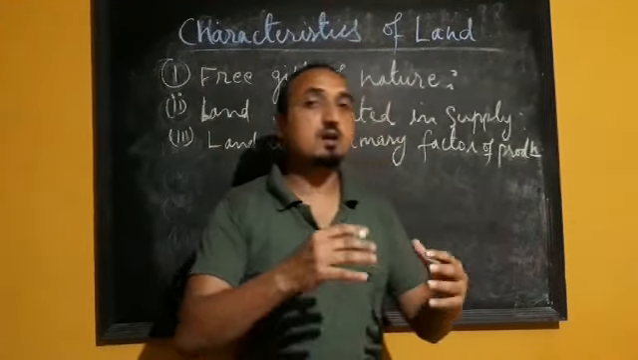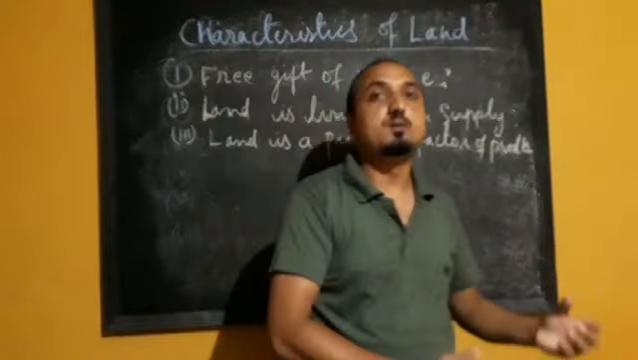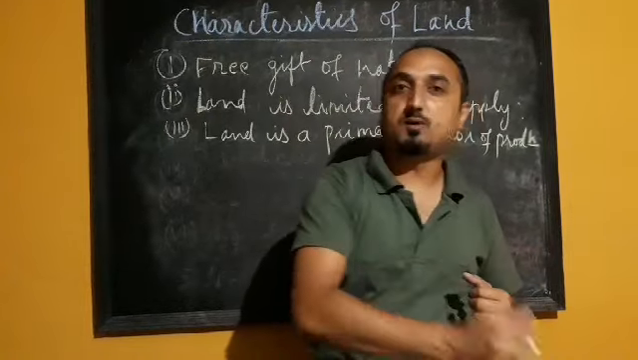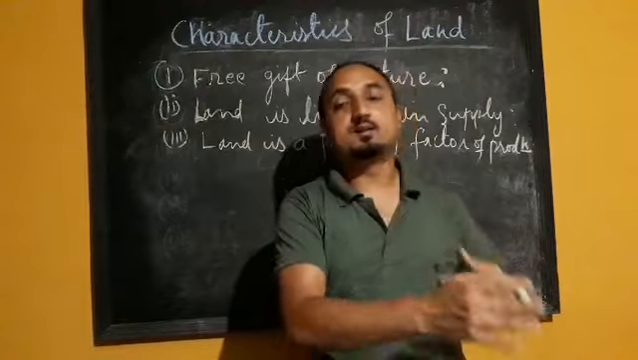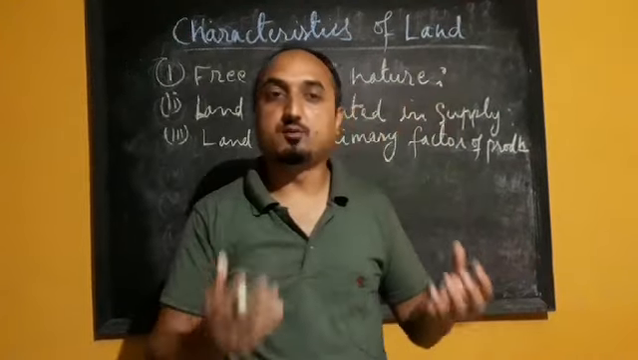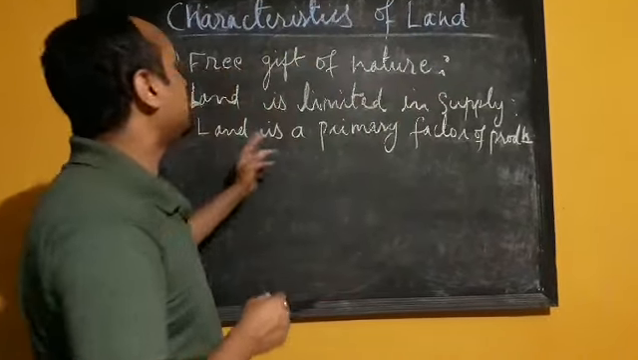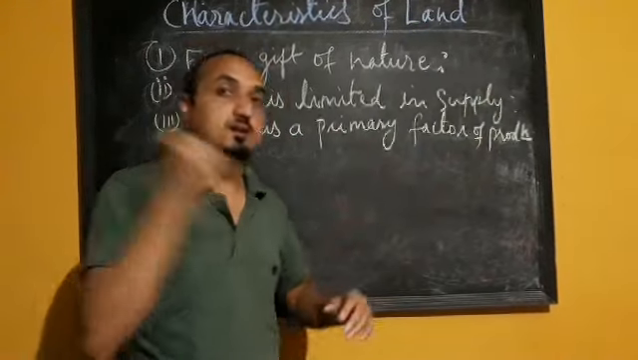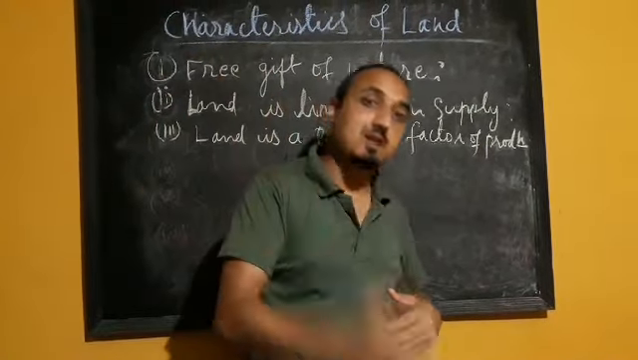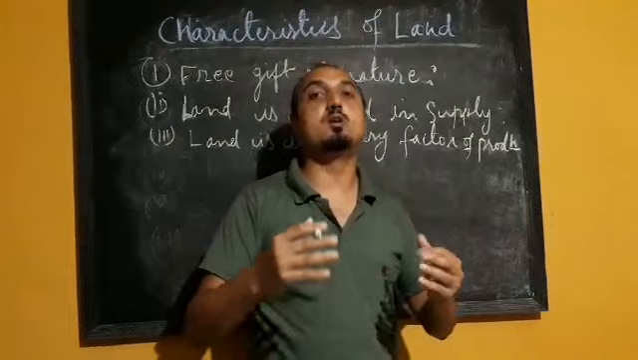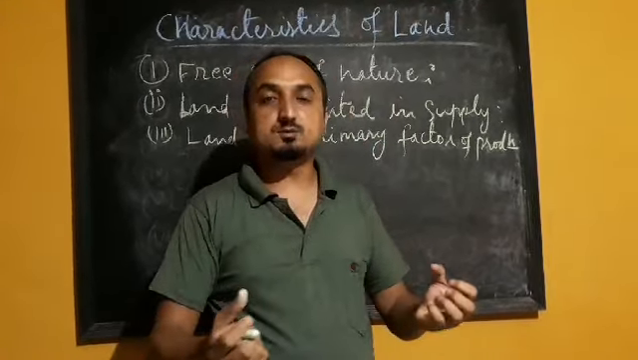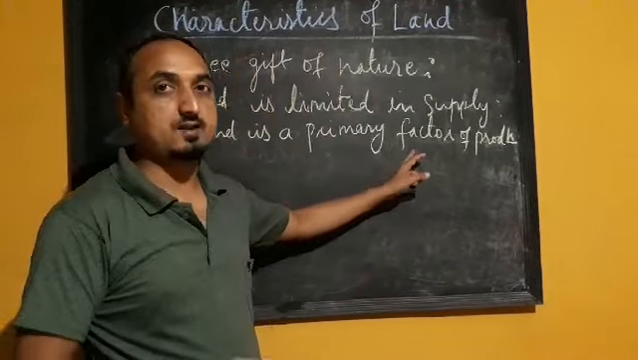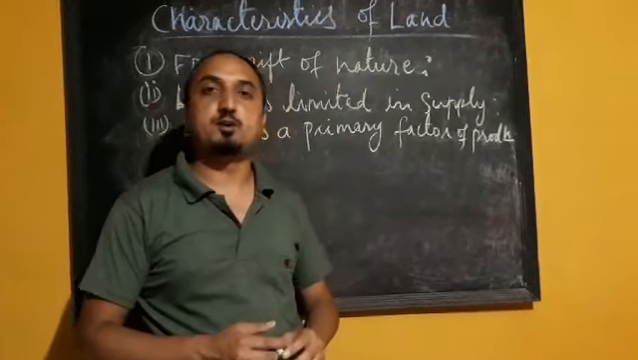Similarly, if you want to make use of land for agricultural purposes or for the production of any food grains, without land it is not possible to produce any food grains. So that's why it is called a primary factor of production, which means we have to make use of land in order to produce any items. That's why it is called a primary factor of production.